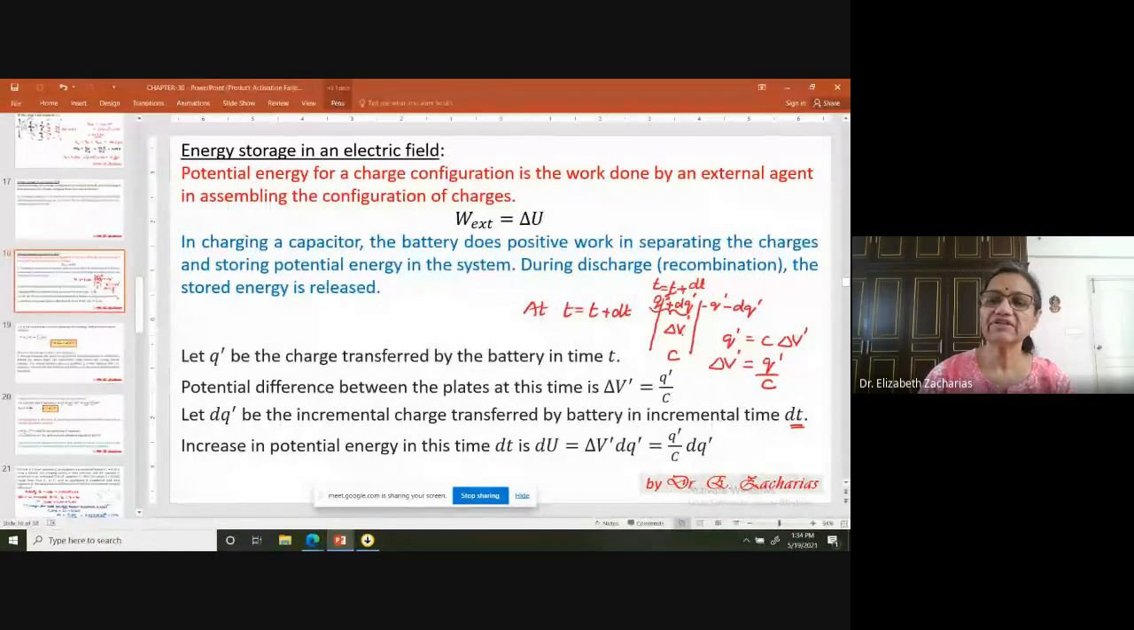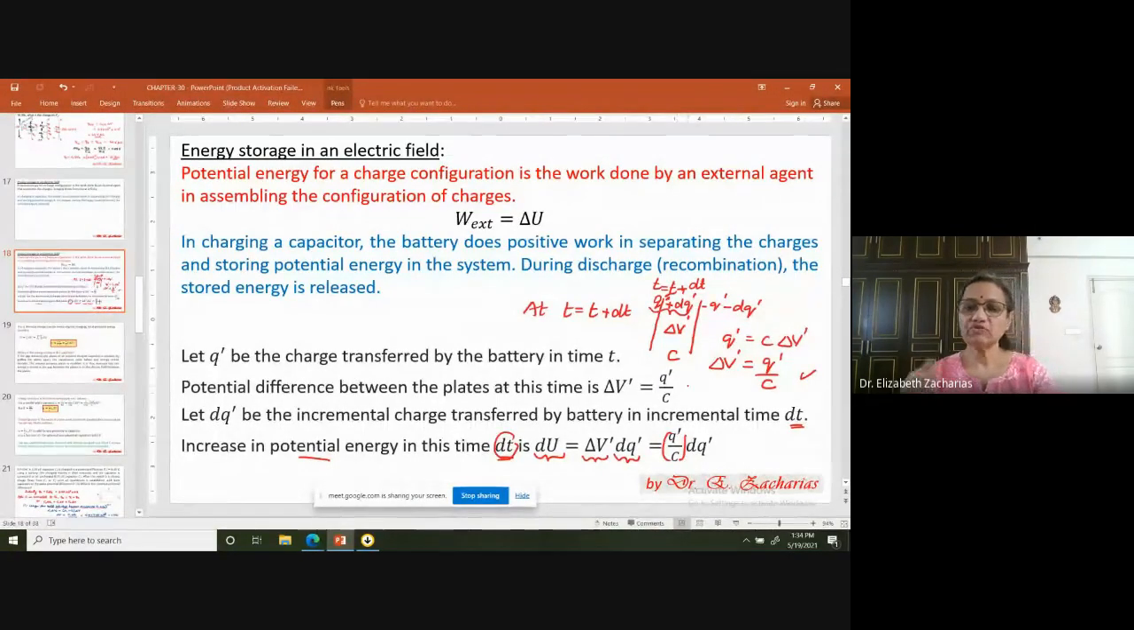Okay, so let us now write the expression for the increase in the potential energy in this time duration dt. You know that if dq prime is the charge involved and delta v prime is the potential difference, then the product of these two will be equal to the change in potential energy. So this is the amount of potential energy that increased in this time interval dt. So dU is equal to delta v prime into dq prime. And already you have the expression for delta v prime. It is q prime by C that you get from here. Substitute.